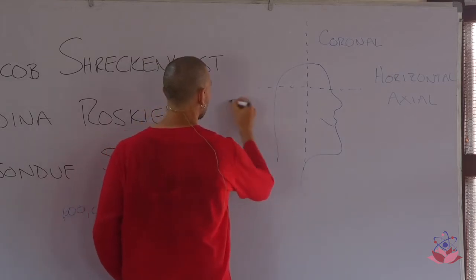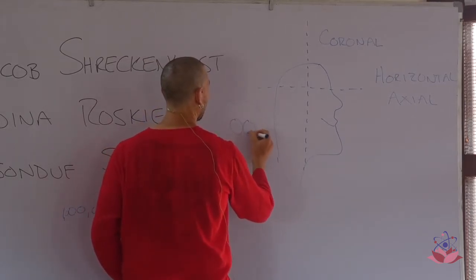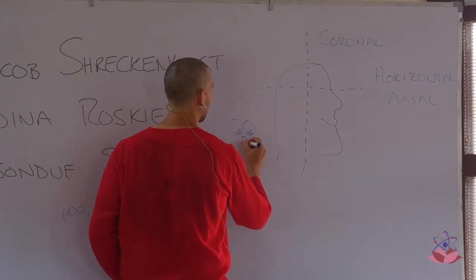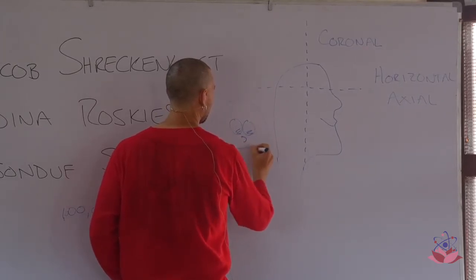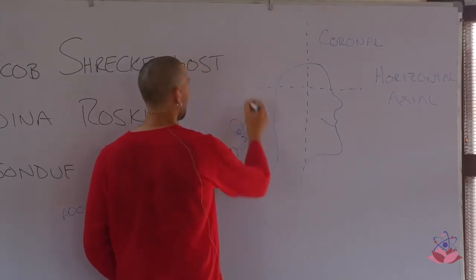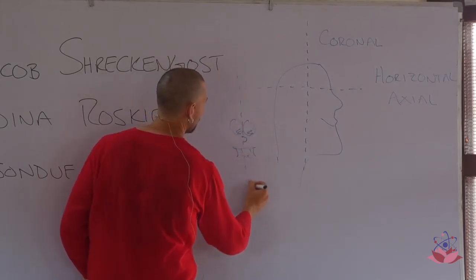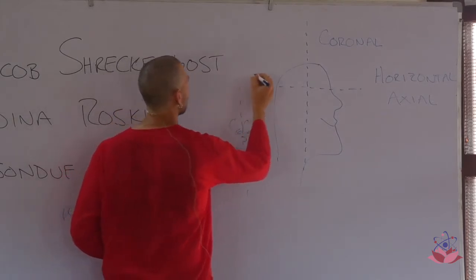We also have a plane that comes down through the brain like this, and we call this sagittal.